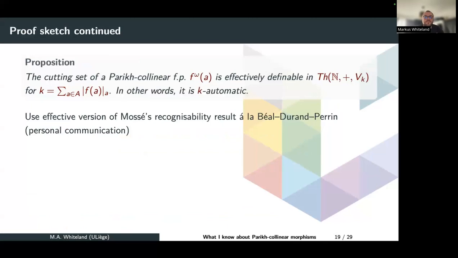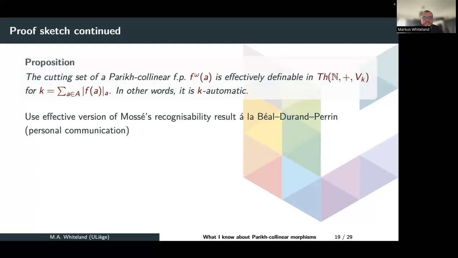And the whole point about this is that this in fact is a k-automatic sequence. So we can show this for Parikh-collinear fixed points, that this is effectively definable in this theory for this particular k. And the proof goes through by, well, use an effective version of Mossé's recognizability result.